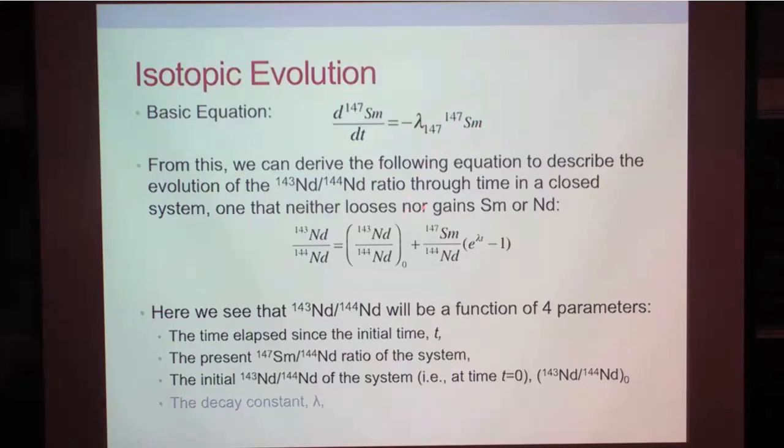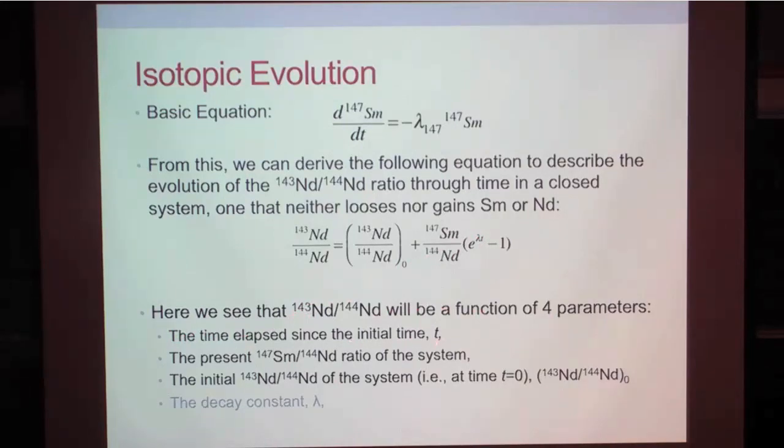We can, from that equation, derive this one, which tells us that the 143/144 neodymium ratio at the present time is a function of the initial ratio at some initial time, plus the parent-daughter ratio times this. The key thing, this is the time elapsed since that initial time, and here's the decay constant. Point is, we see that this ratio is going to be a function of just four things.